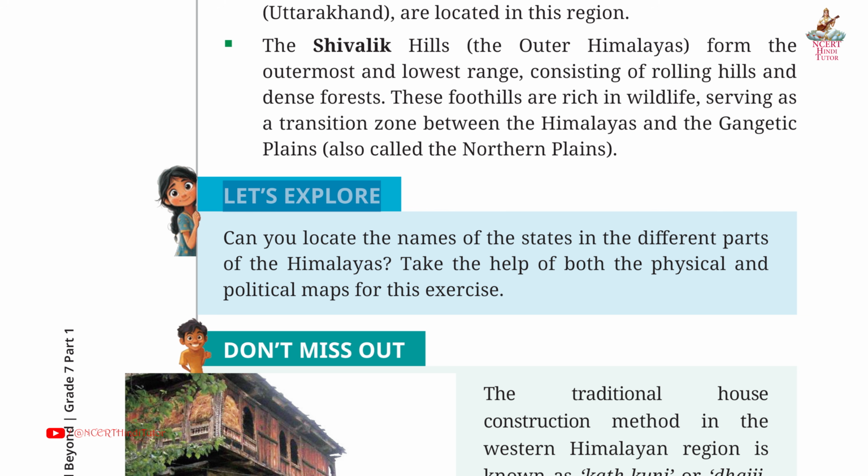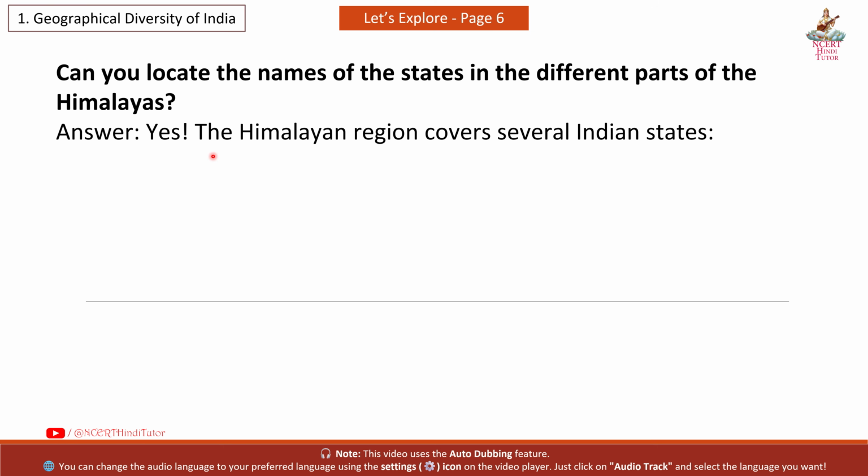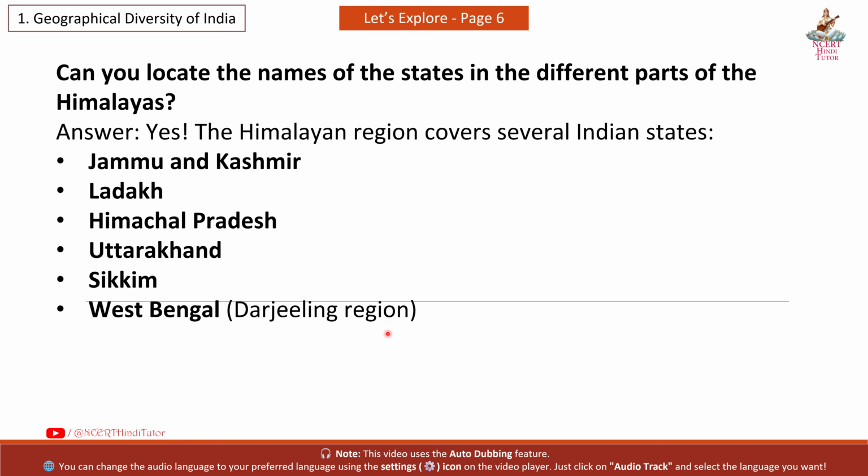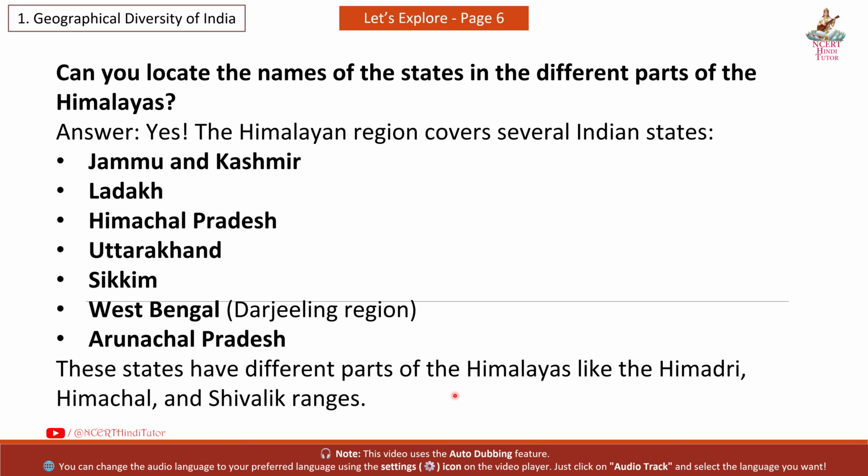Page 6. Let's explore. Can you locate the names of the states in the different parts of the Himalayas? Take the help of both the physical and political maps for this exercise. Answer: Yes, the Himalayas region covers several Indian states: Jammu and Kashmir, Ladakh, Himachal Pradesh, Uttarakhand, Sikkim, West Bengal, Darjeeling region, Arunachal Pradesh. These states have different parts of the Himalayas like the Himadri, Himachal, and Shivalik ranges.